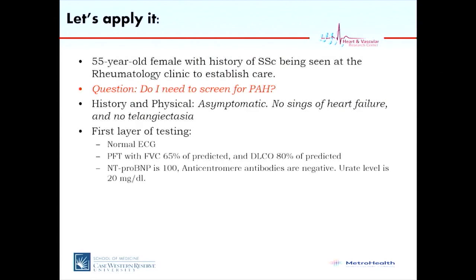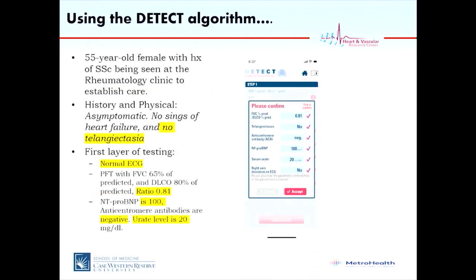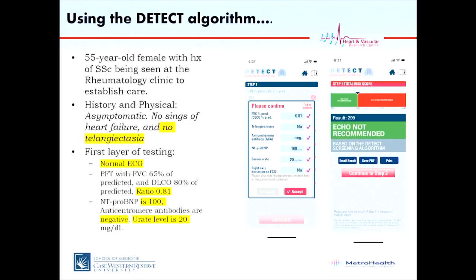The first layer of testing, obviously, as we said, is ECG, which is normal in her case. PFTs showed reduced forced vital capacity, and DLCO of 80%. The NT-proBNP is 100, and the anticentromere antibodies are negative. Urate level is 20. So you plug this into the DETECT algorithm, and the score you come up with shows that she does not need further screening at this point. So echo is not recommended.